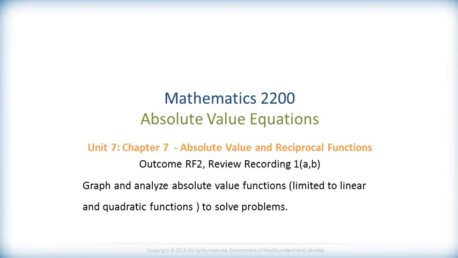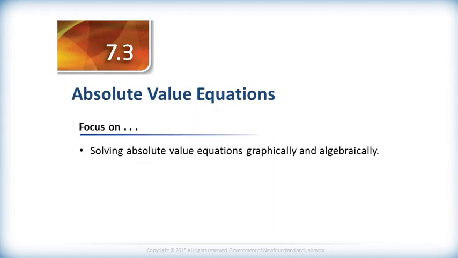This is review recording 1A and B to accompany instructional recordings 1A and 1B for Section 7.3 of Unit 7, Chapter 7, Mathematics 2200. We'll solve absolute value equations graphically and algebraically.